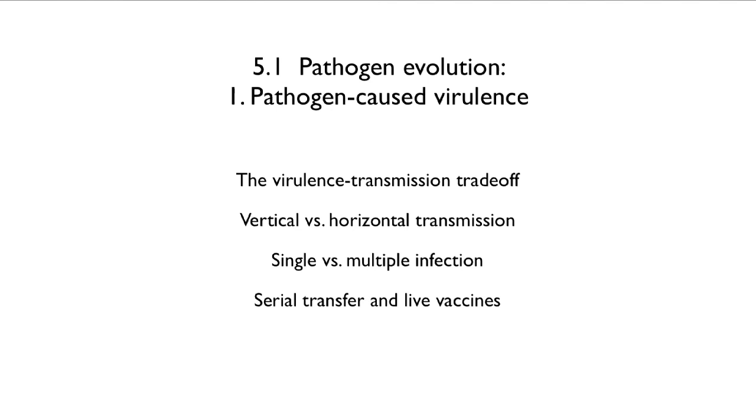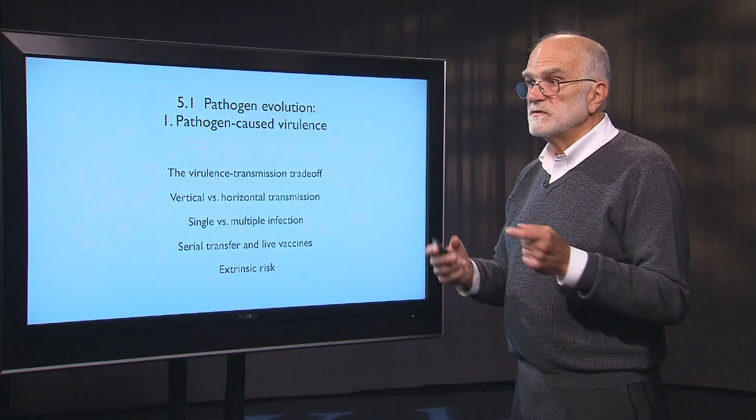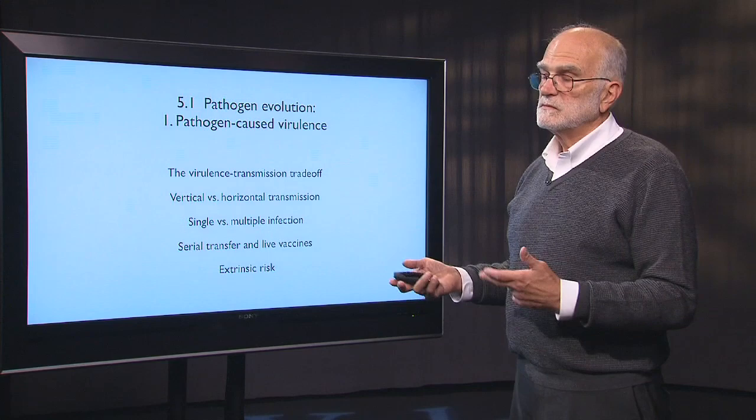This is an evolutionary technology used to produce live vaccines, and it actually relies upon some basic insights from evolutionary ecology. And then finally, we'll take a look at the impact of extrinsic risk on the evolution of virulence. By extrinsic risk, that means what would happen to the virulence of the pathogen if the host was exposed to death from some other source, war, predators, something like that.